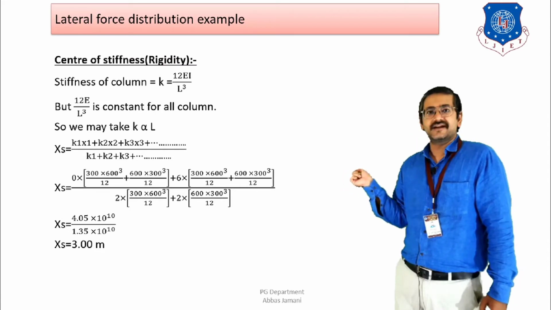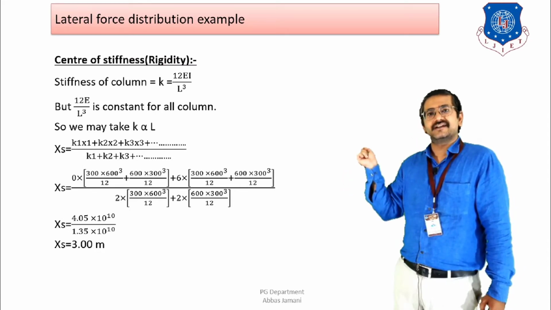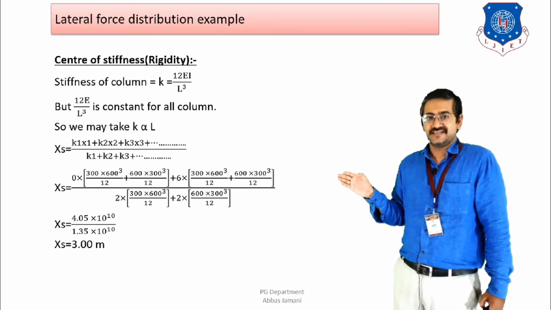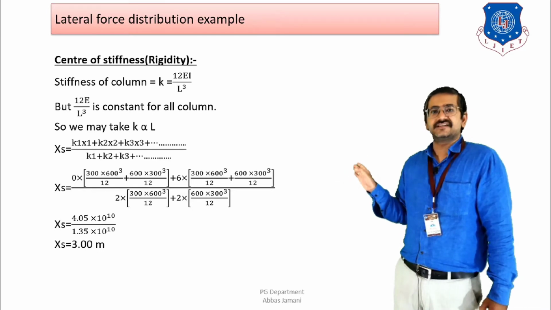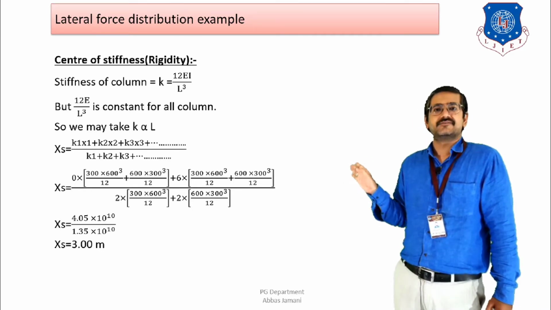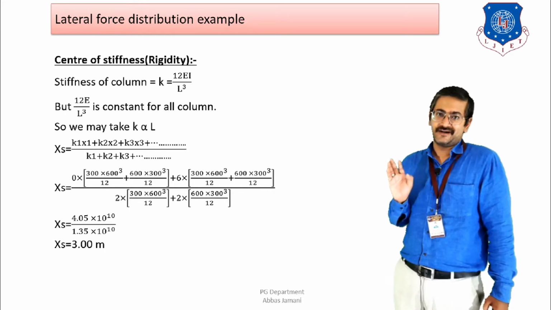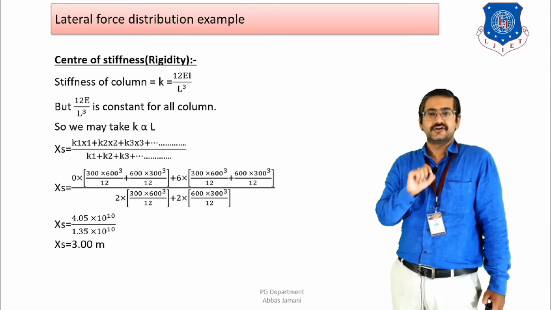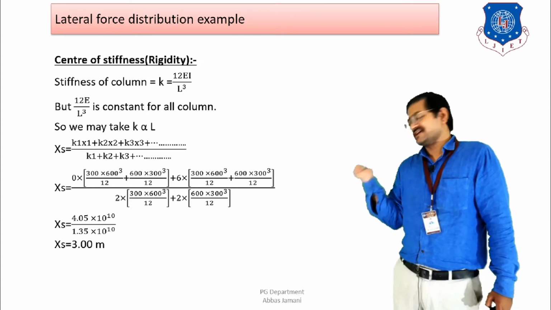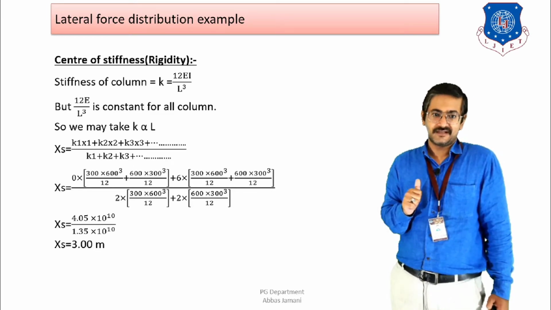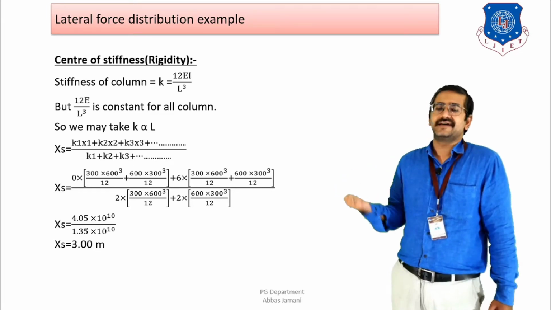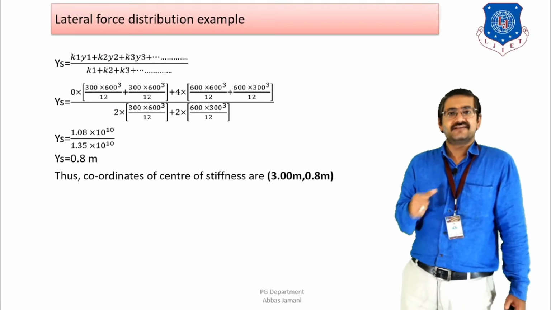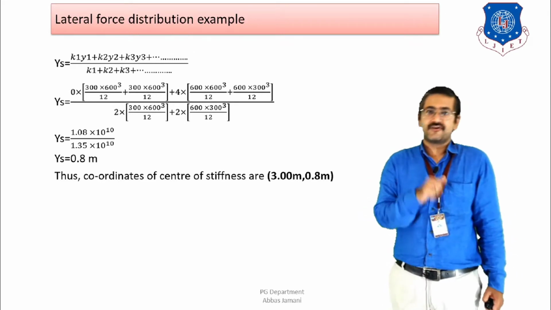So that is what you can see in this example over here. That 0 into 300 into 600 cube divided by 12 plus 600 into 300 cube divided by 12. Then the other columns or the other grid is at 6 meters in the x direction, right? So it is going to be plus 6 into, again same thing, 300 into 600 cube divided by 12 plus 600 into 300 cube by 12 depending upon the orientation of the column, divided by the total stiffness of all the 4 columns. So 2 into 300 into 600 cube by 12 plus 2 into 600 into 300 cube by 12. So when you solve this particular thing, you will get the value of xs is equal to 3 meters, right? Similarly, let us look at the calculation in y direction, that is calculation of ys, that is the y coordinate of center of stiffness.